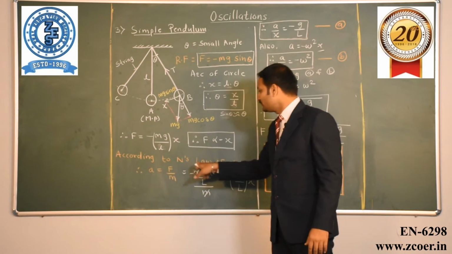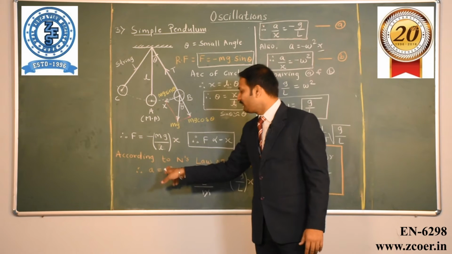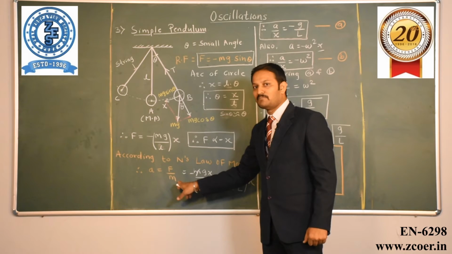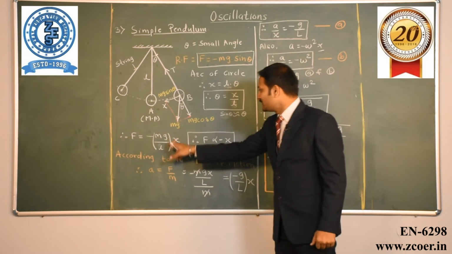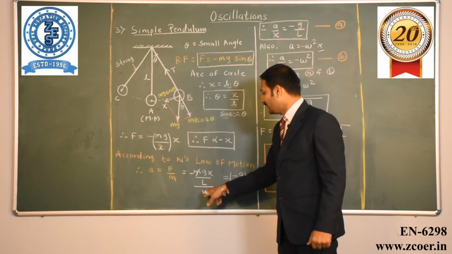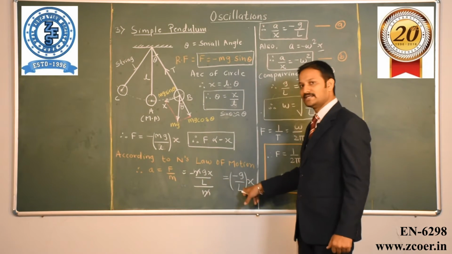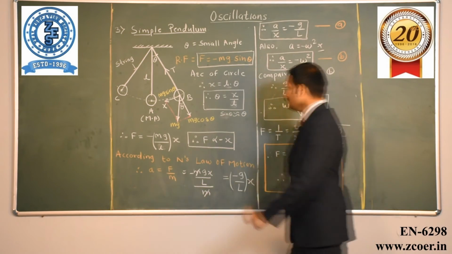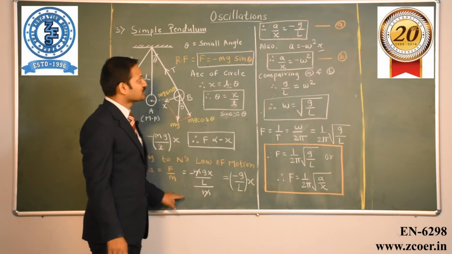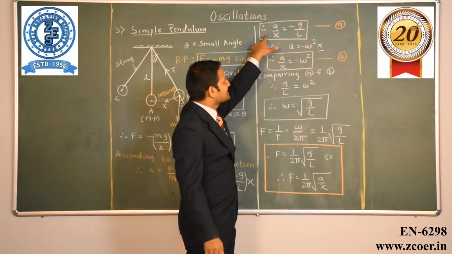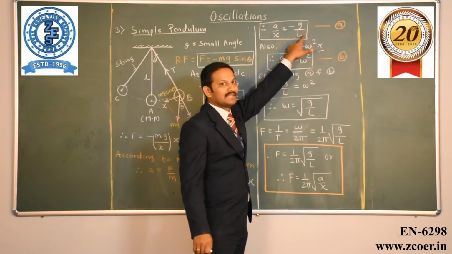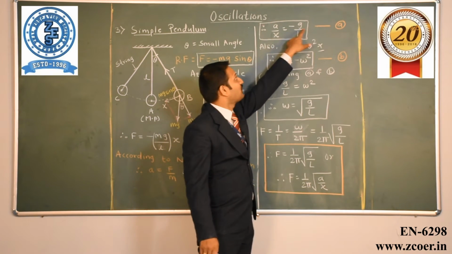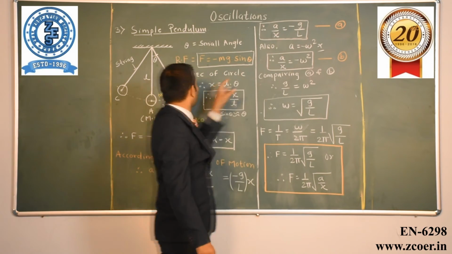Now according to Newton's law of motion, we have F is equal to ma. So we can find acceleration is equal to force per unit mass, which is equal to minus mg upon L into x upon m. m gets cancelled, you will get a is equal to minus g by L into x. This is from Newton's law of motion, equation A. So a by x is equal to minus g by L, that is acceleration per unit displacement is equal to negative of g by L for that particular string.